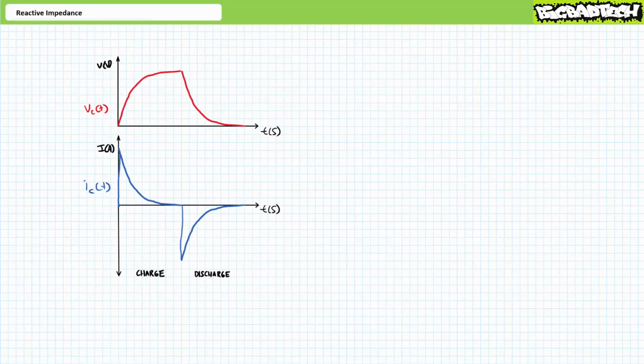Good day and welcome to Big Bad Tech. I'm your instructor Jim Pytel, and today's topic of discussion is reactive impedance. Our objective is to quickly discuss why reactive elements like capacitors and inductors present impedance to AC sources. We'll discuss why current leads or lags voltage for reactive elements and how frequency and component value influence current magnitude.